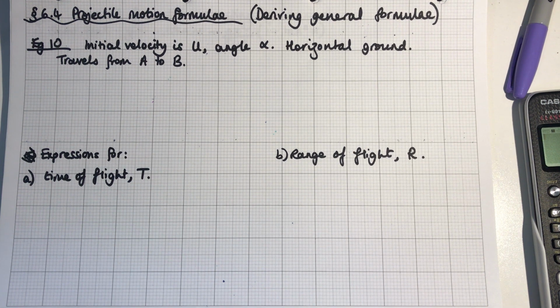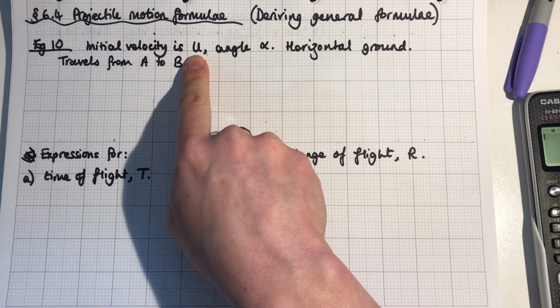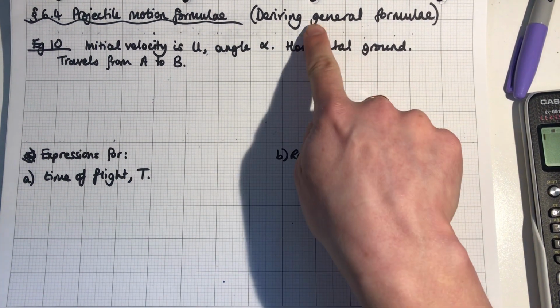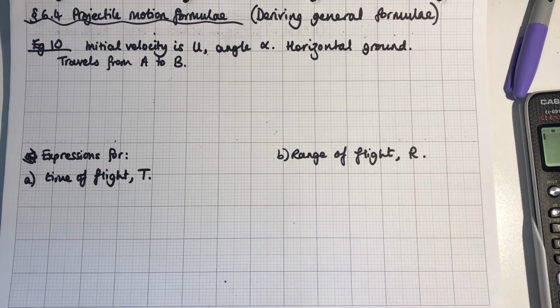So what we're going to do now follows on from it. Doesn't really teach you anything new. It's just looking at applying what you did using numbers to when everything is unknown. So what we're going to do this time is deal with an unknown velocity, an unknown angle, an unknown distance, and see what general formulae we can derive by looking at this scenario.